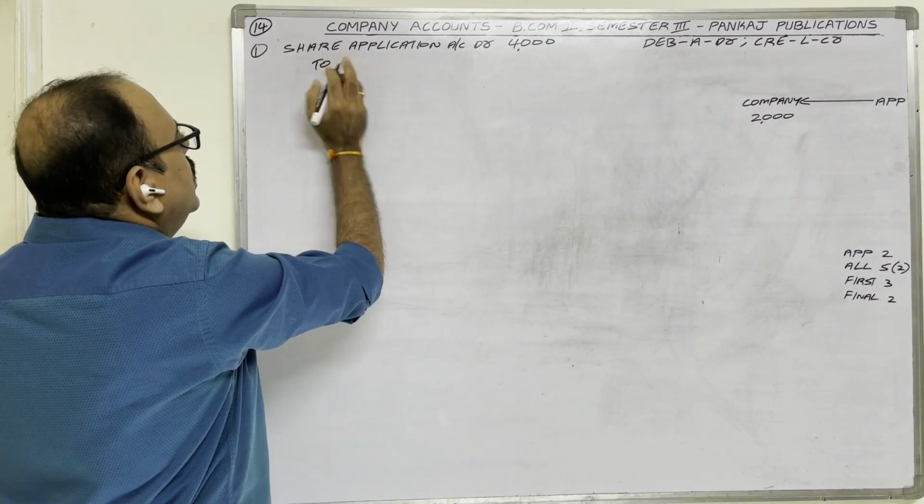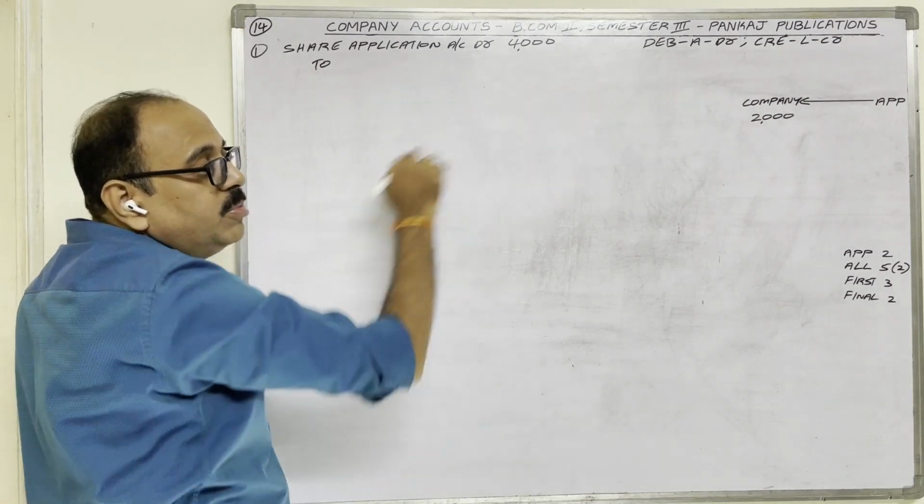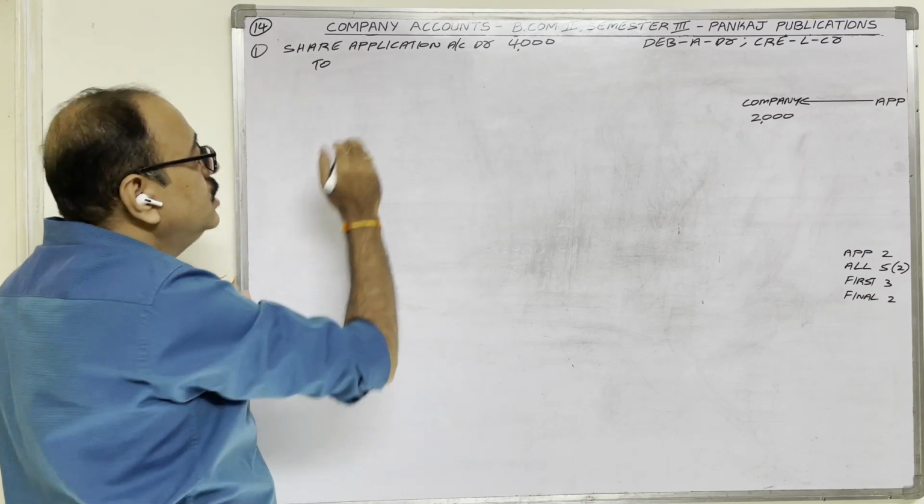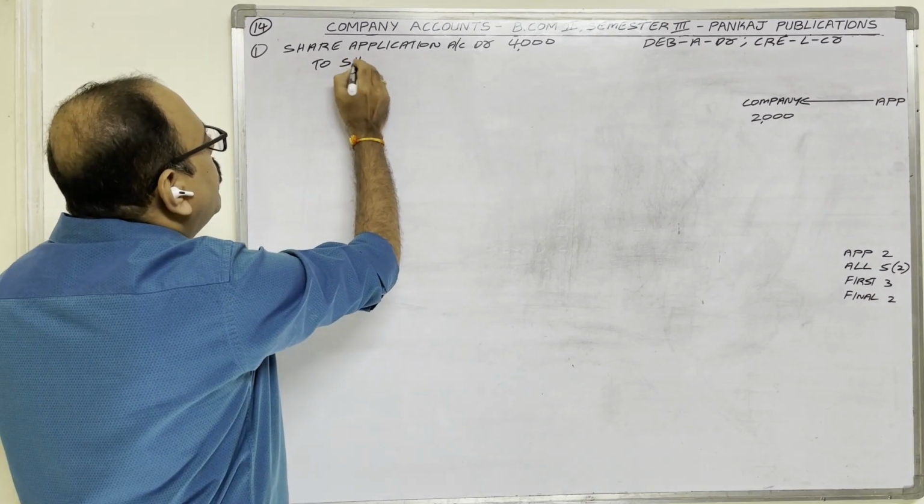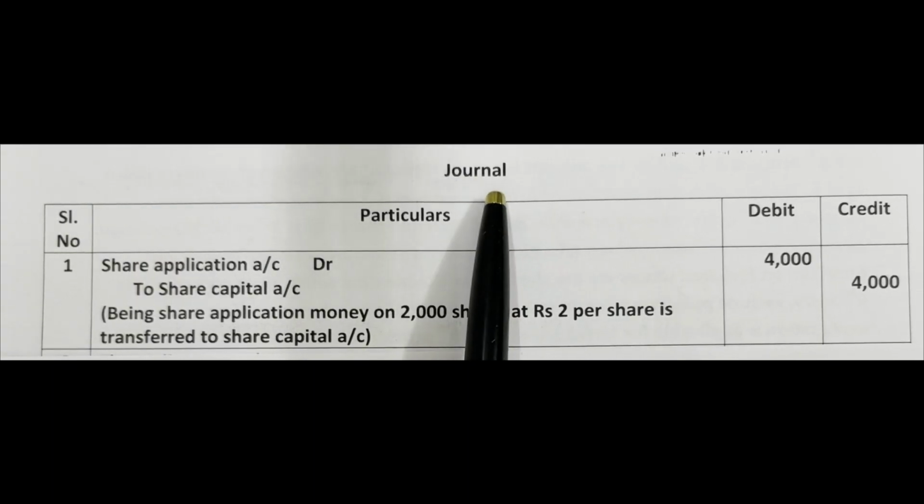This application money we are transferring to share capital. Share capital is a liability. Liability shows a credit balance. Therefore credit the share capital account. Amount same 4000 rupees.